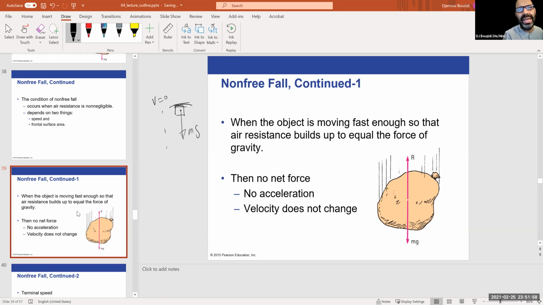But then it starts gaining speed. So at some point, now it has speed. The weight is still the same. It did not change. If it was 100 Newton, it's 100 Newton. If it was 1,000 Newton, it's 1,000 Newton. But the drag force starts to build little by little. Initially, the acceleration is g. But now the acceleration is the difference between these two quantities. The acceleration is less than g. So it's still going to gain speed, but not as much as it did in the beginning.